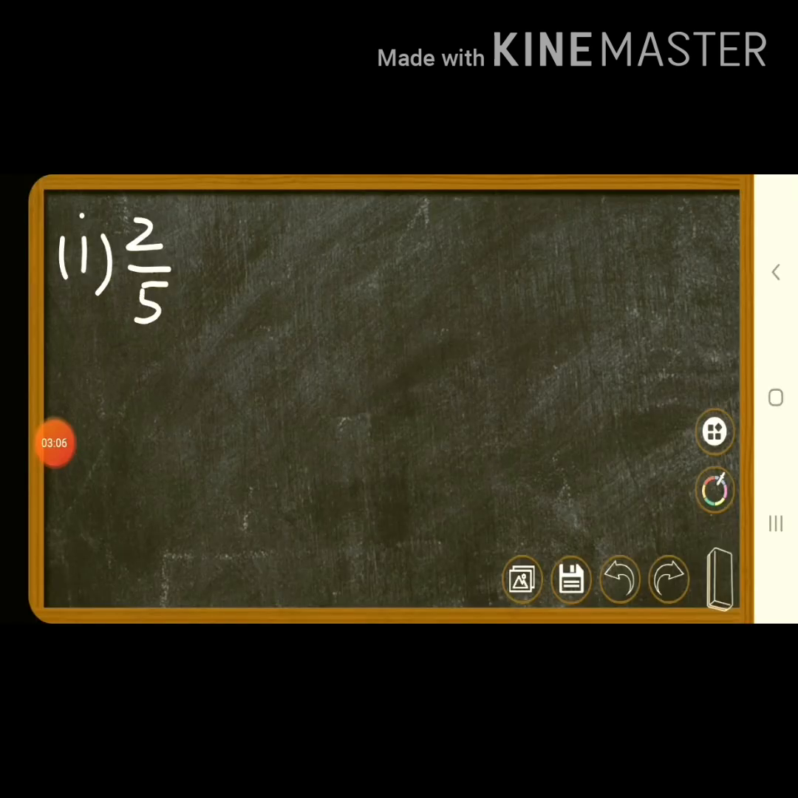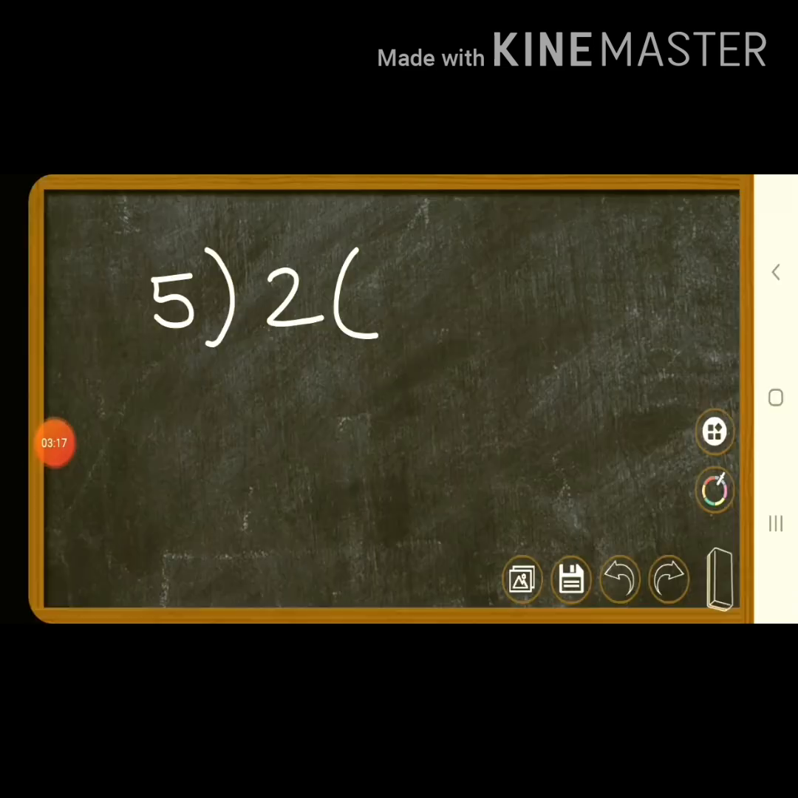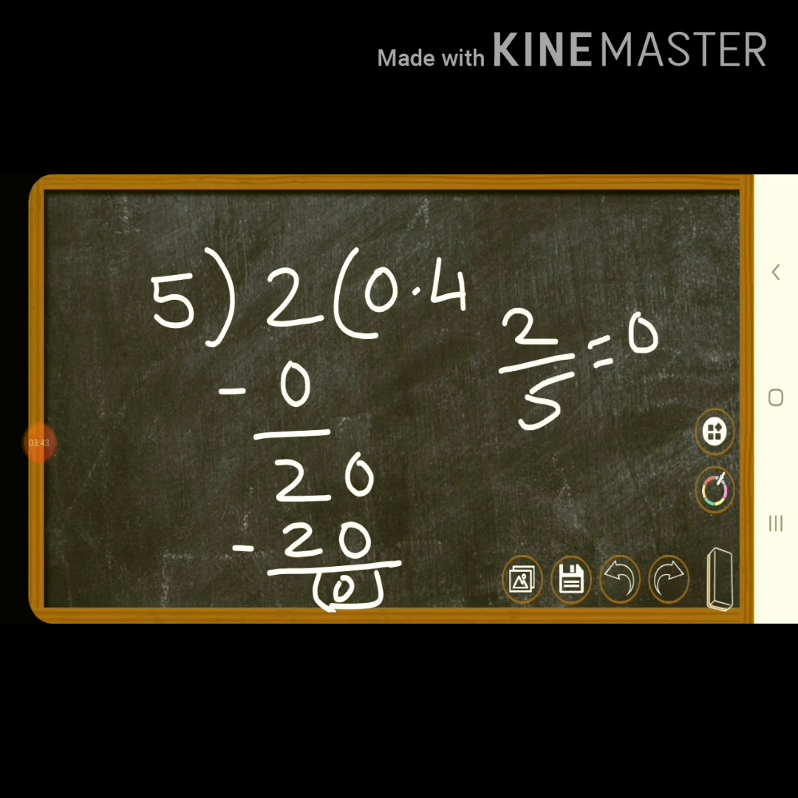We must divide 2 by 5 to know its decimal form. Here 2 is the dividend and 5 is the divisor. Let's divide 2 by 5. 5 zeros are 0. Remainder 2. Keep the decimal point as the division is finished. Put a 0 here. 5 fours are 20. And here the division finishes. So 2 by 5 is equal to 0.4. 2 by 5 is terminating in its decimal form.